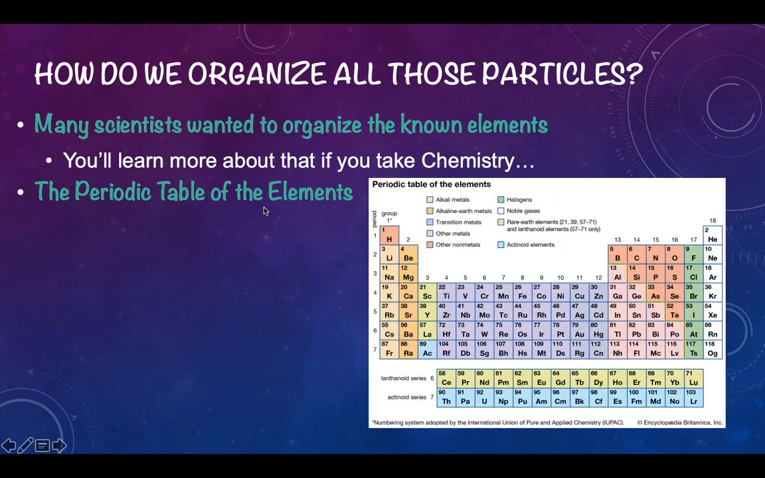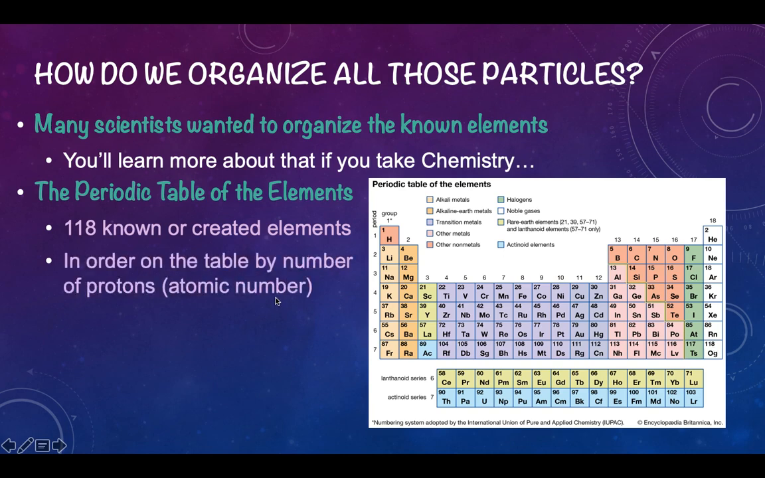And it looks kind of like this. Now, there's lots of different versions in terms of colors and shading and things like that, but the actual elements and their numbers, this is the only order, the only organization that we have. There are 118 known or created elements, and they go in order on the table by the number of protons. So it's the protons that define the element. So the reason that this is hydrogen and nothing else is because it has 1 proton. The reason this is zirconium and nothing else is because it has 40 protons.